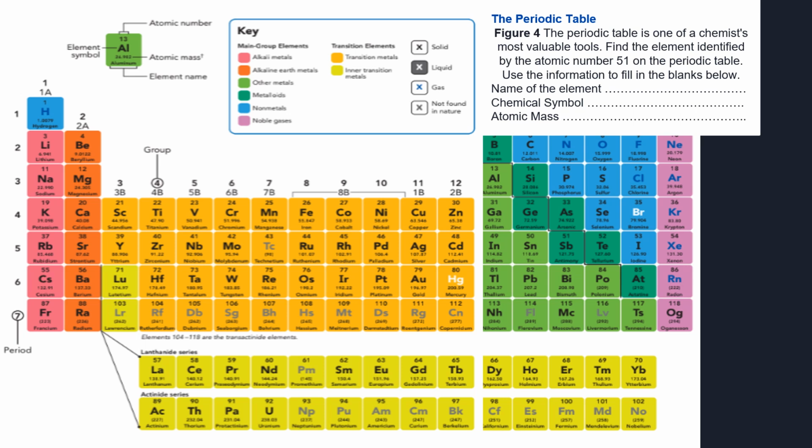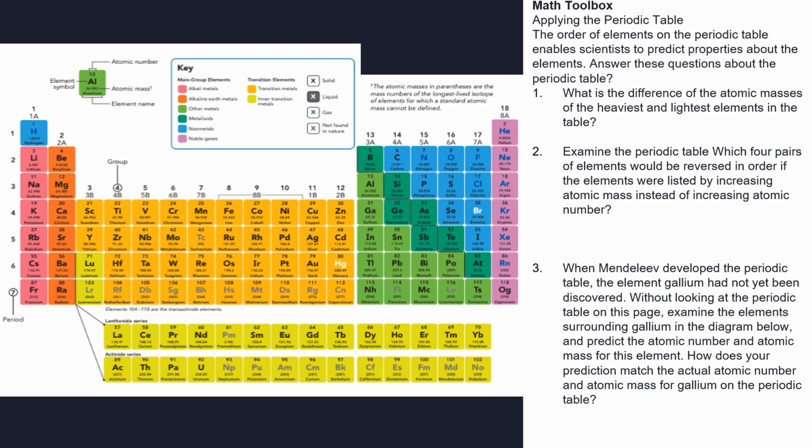Find the element identified by the atomic number 51 on the periodic table. Use the information to fill in the blanks below. So the name of the element. So we find 51. We can see that the name of the element is antimony, which we're going to write here. Then we're going to look at the chemical symbol, which I've circled here. It is capital S, lowercase b. And finally, the atomic mass, which is 121.75.